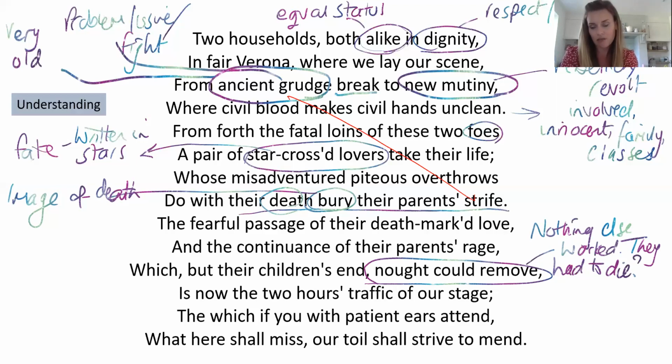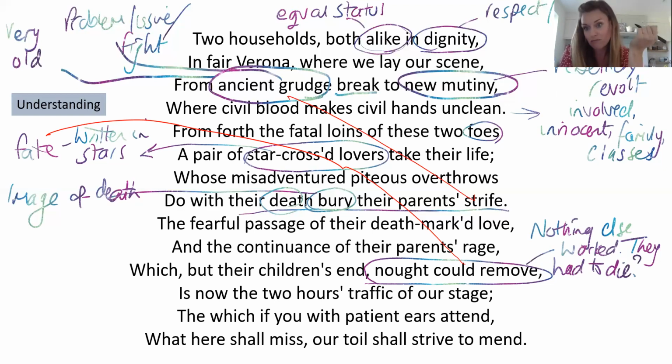So nothing else worked. Nothing else was ever going to end it. And actually, you could then, if you really wanted to, link that to the idea of the star-crossed lovers and link that to the idea of fate. Perhaps they had to meet, perhaps they had to die, because nothing else was going to work. And they had to die for this conflict to end because it was getting out of hand.